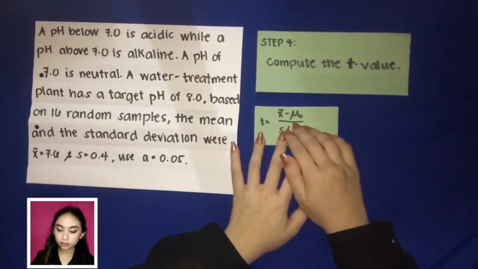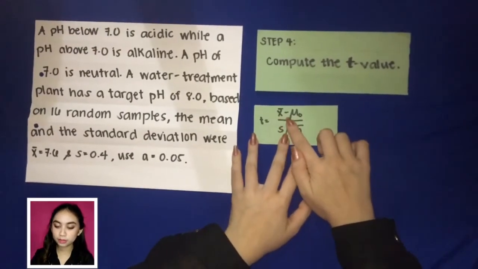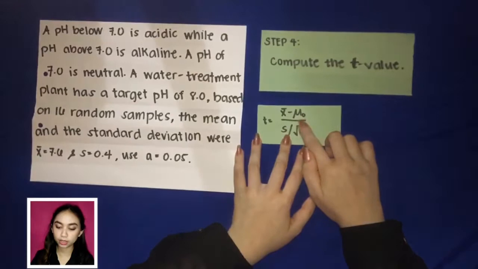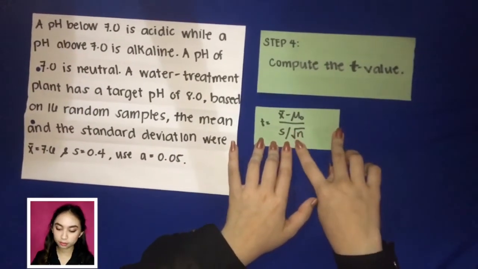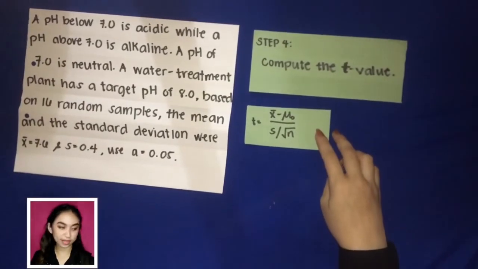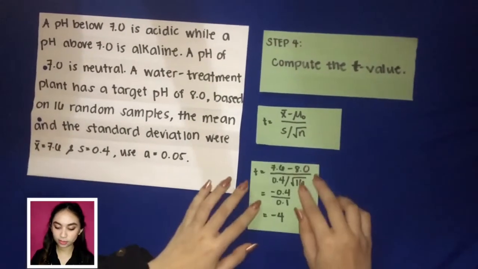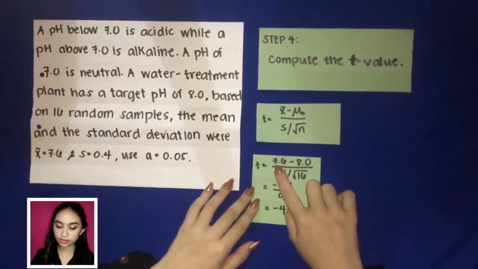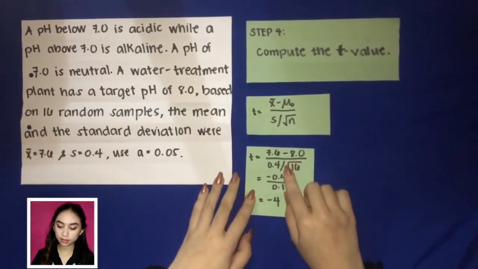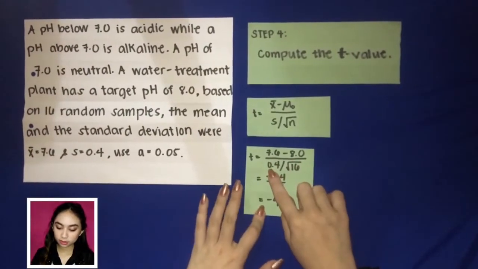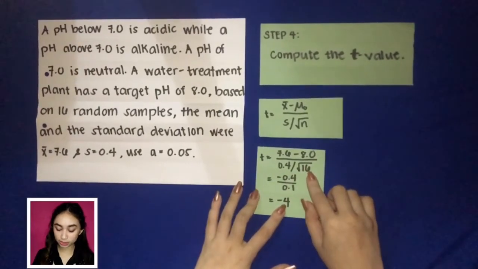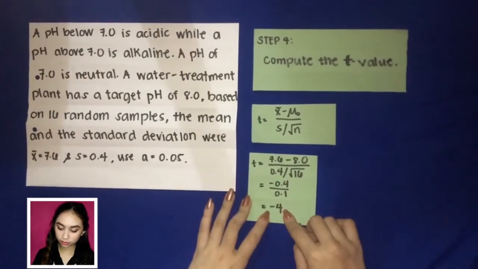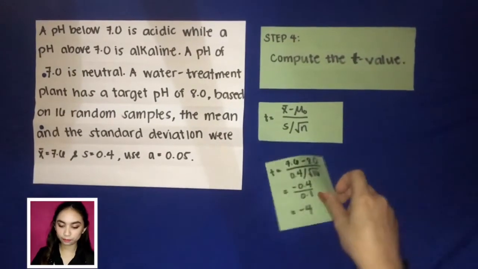Step 4. Compute the t-value. The formula we will be using is the mean minus the population mean divided by the standard deviation divided by the square root of n. Substitute the values. We have 7.6 minus 8 divided by 0.4 divided by the square root of 16. This will all result to negative 4.